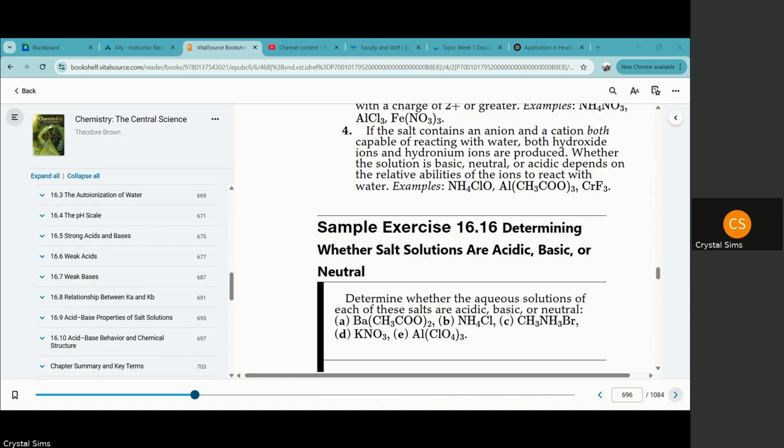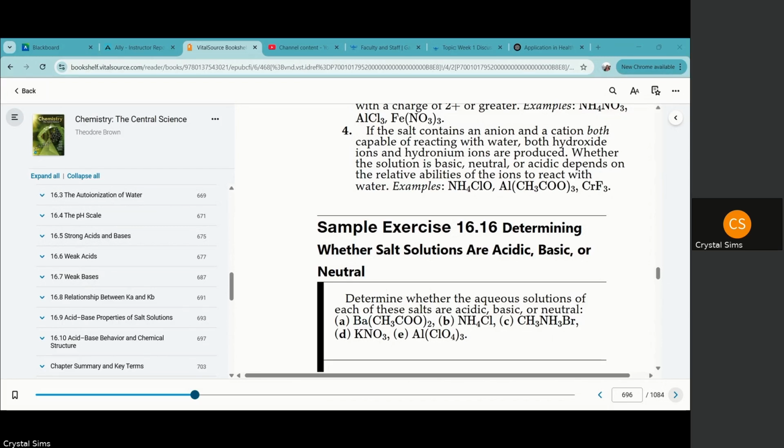And this is combination number 2, which tells us if the salt contains an anion that reacts with water to produce hydroxide ions, which is the acetate, and a cation that does not react with water, which is the heavy alkaline earth metal barium, we expect the pH to be basic. And it says such is the case when the anion is the conjugate base of a weak acid and the cation is from group 1A or one of the heavier members of group 2. And barium is one of those. So A would be basic.